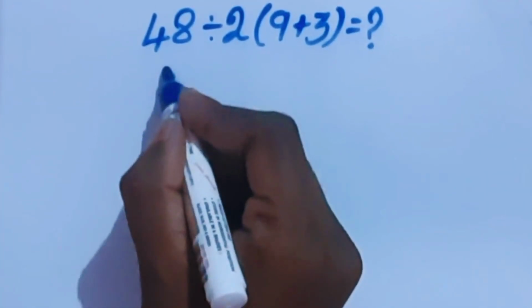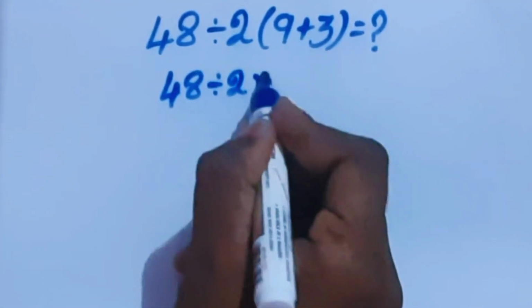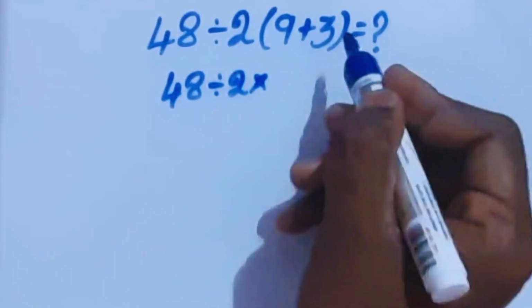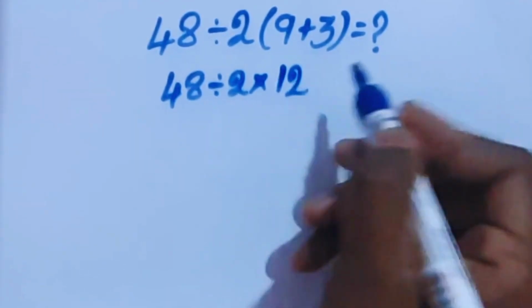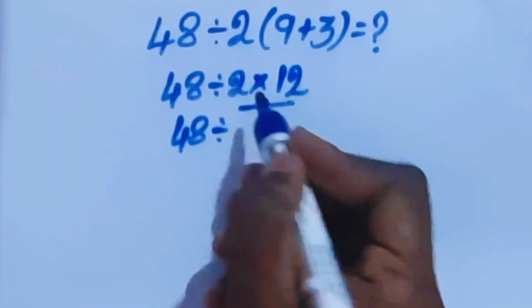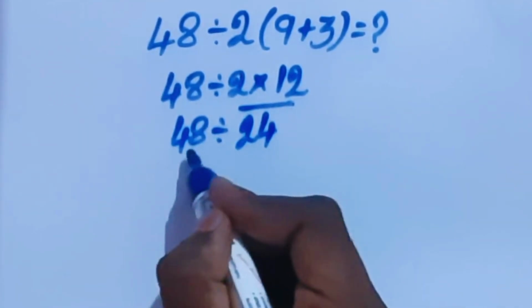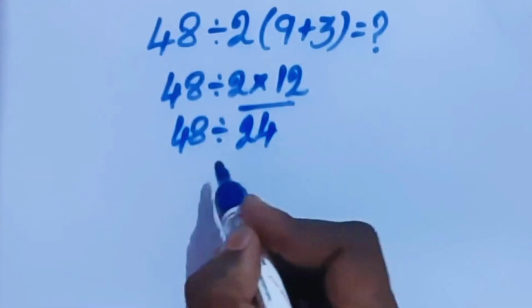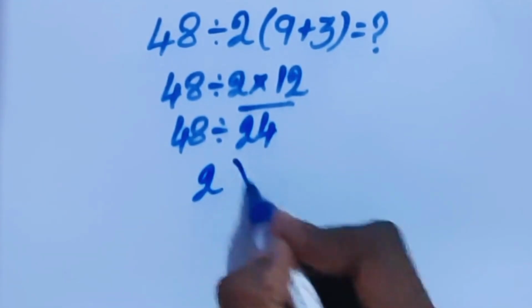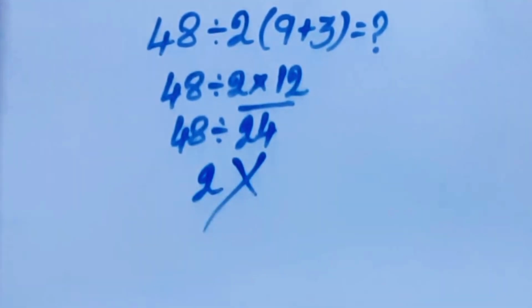Hi guys, here 48 divided by 2 times, here 9 plus 3 is 12. Now here 48 divided by this 2 times 12 is 24. Now 48 divided by 24 is 2. 2 is the wrong answer. As per the order of operations, this 2 is the wrong answer.